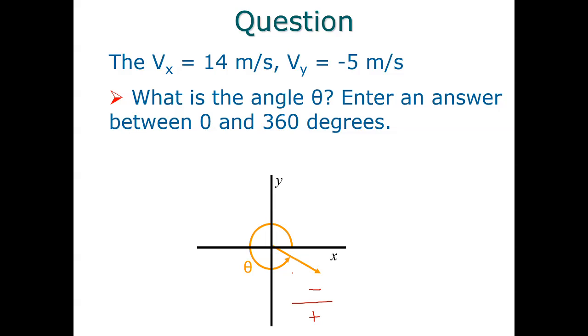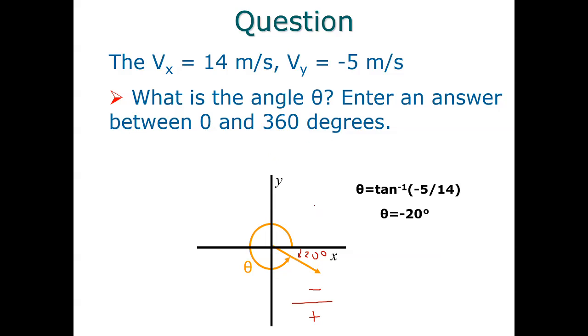So if we find the inverse tangent, so that's going to be the inverse tangent of negative 5 divided by 14, and we do this, and our calculator tells us that this is negative 20 degrees. So we're turning 20 degrees clockwise from the x-axis. So that's actually the right answer, but we are asked for an angle between 0 and 360 degrees.